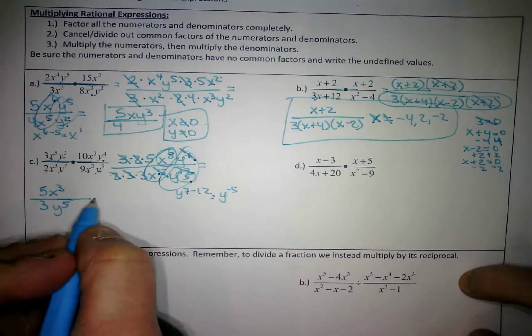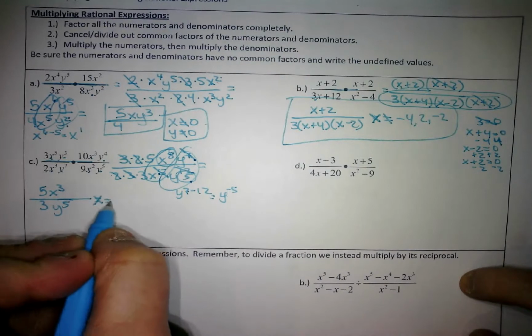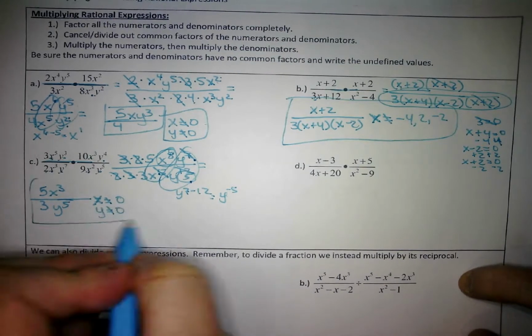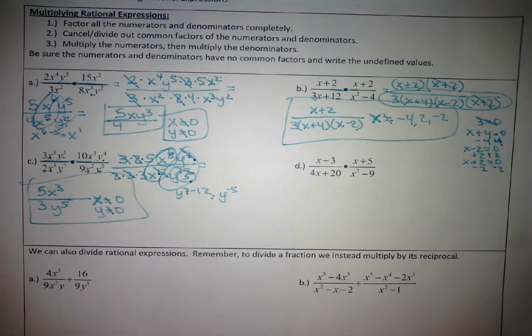Okay, and remember that x can never equal 0 and y can never equal 0, or whatever. If there's a z down there, it can never equal 0, if they're just multiplied together.